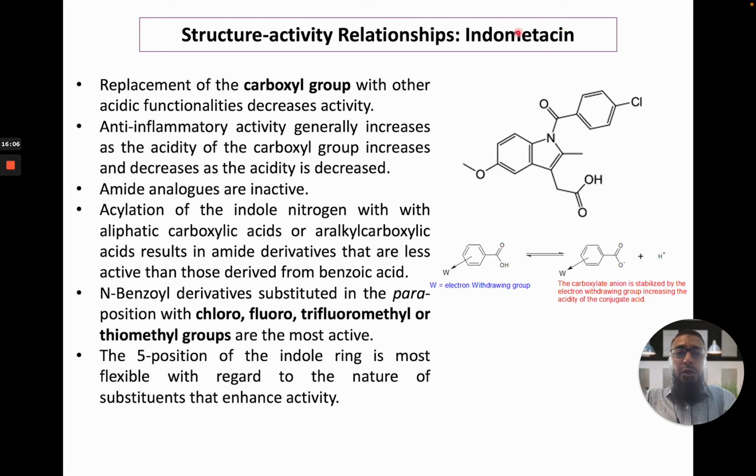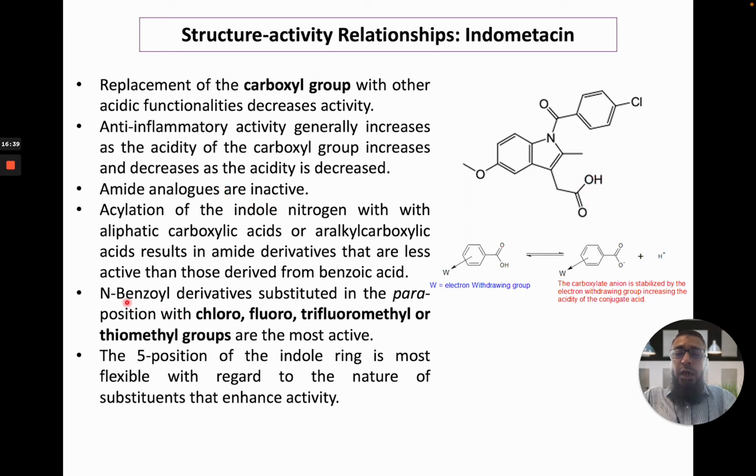So the structure activity relationship in the case of indomethacin is, if we replace the carboxylic acid with some other acidic functionality, it can decrease the activity. Meaning the carboxylic acid is the most essential group for the activity of indomethacin, right. And the amide analogs are inactive, right. So if we convert the hydroxyl into an amide, it will be inactive, right.